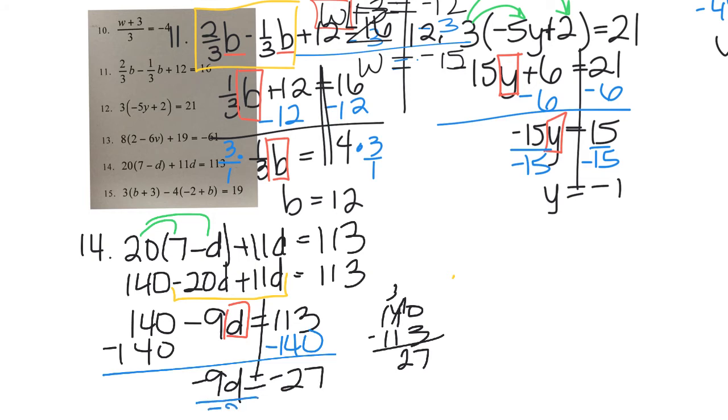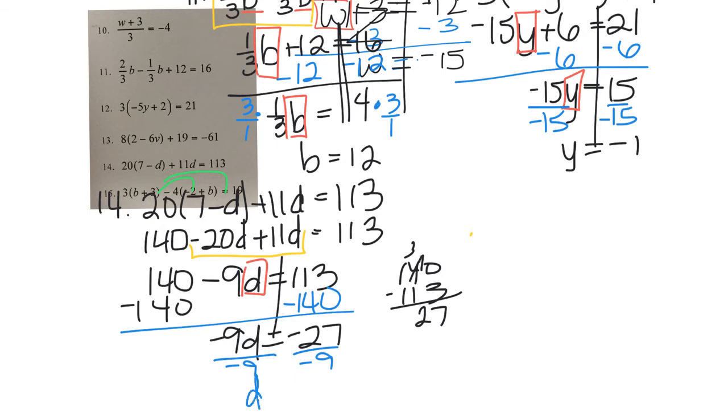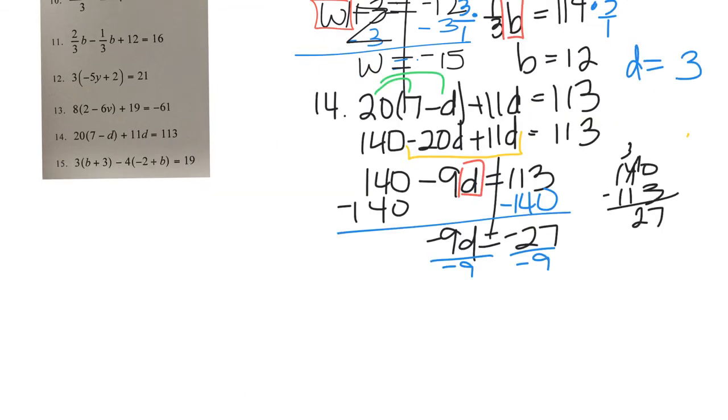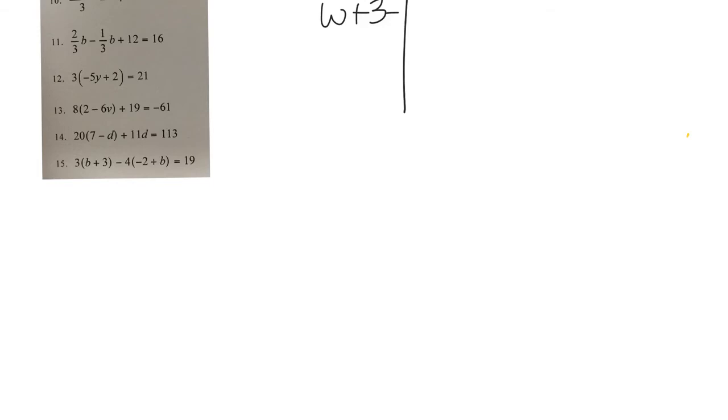Undo the multiplication by dividing by negative 9. And d equals positive 3. Okay, now we're going to number 15. Move some of this out of the way. Remember, you can always rewind the video if there was something you needed to look at again.